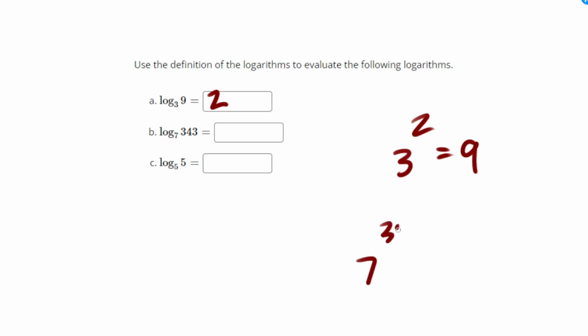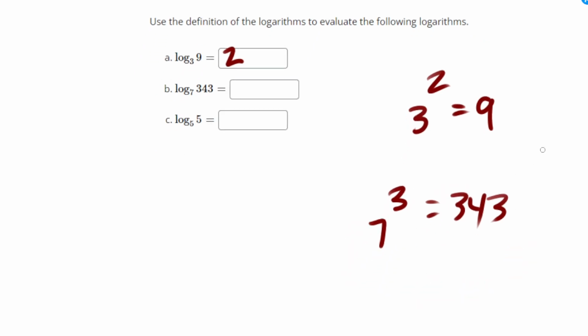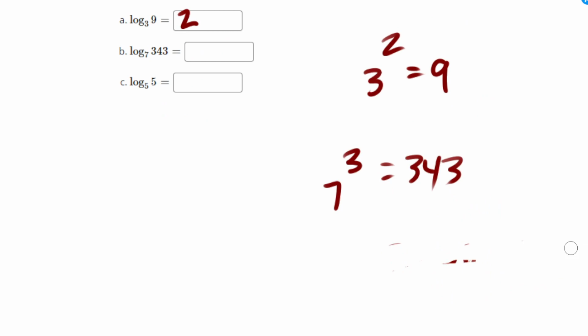Log base 7 of 343. Sorry, it's going to be 7 to the question mark equals 343. I'm going to give a wild guess at 7 times 49. 7 times 7 times 7, which is 343. So 7 cubed. If you are given something like this, it's going to work out nicely. I didn't know which one 343 is, but I know they're not going to give you something crazy like 3.36 for your exponent.